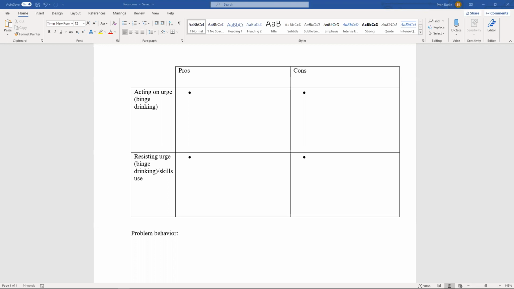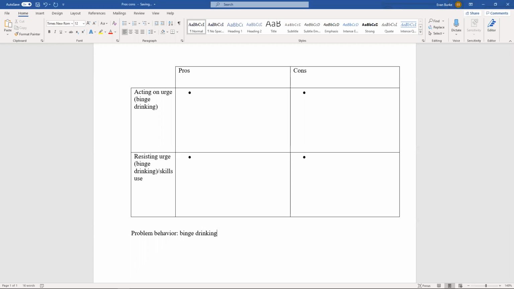Okay, so let's get into how to actually do this type of pros and cons by walking through an example together. Right, we'll do one. So to start, you want to describe the problem behavior or crisis behavior you're trying to stop. This is any behavior that in the short run, long run, or both is damaging to your self-interest and well-being. Right, so today we'll focus on binge drinking.